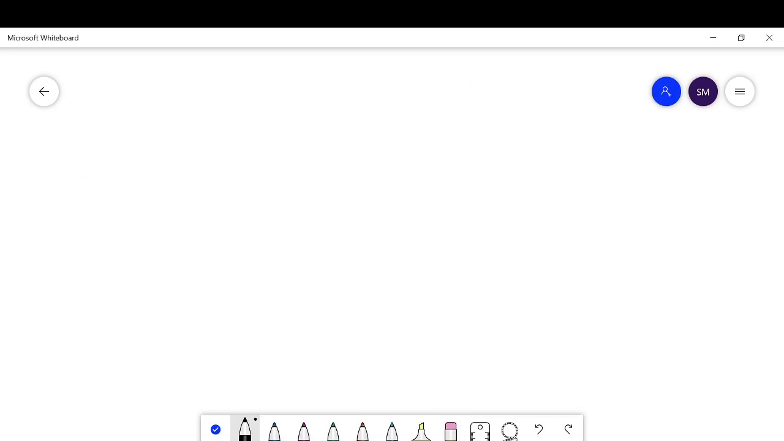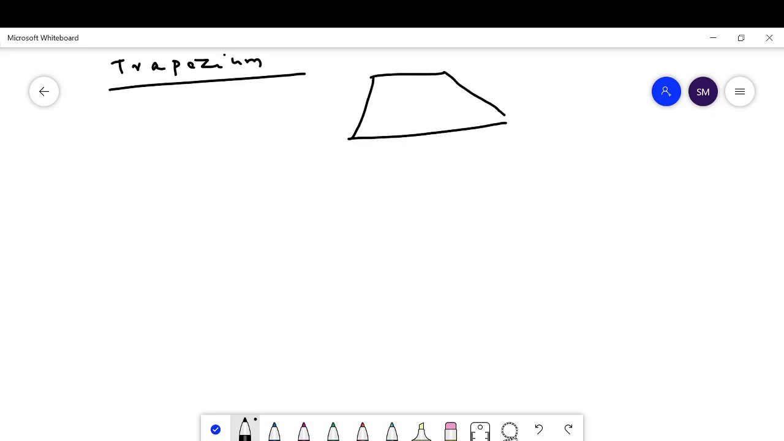Here are various types of quadrilaterals. Let us discuss the definition of various types of quadrilaterals. What do you mean by trapezium? The trapezium is a type of quadrilateral in which two sides are parallel and two sides are non-parallel.